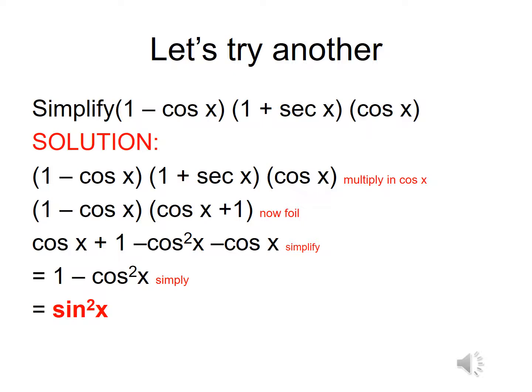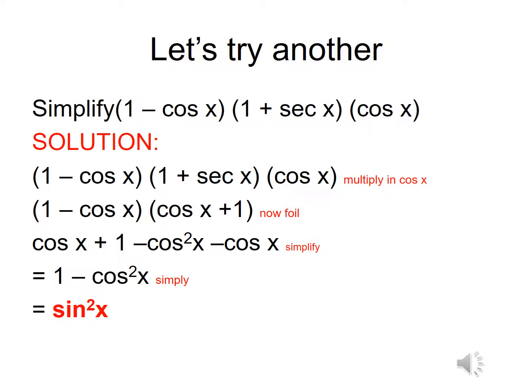When I do that, 1 times cosine of x gives me a cosine of x in that second set of parentheses. And when I multiply cosine times secant, guess what? They're reciprocals. They totally cancel each other out and give us a 1. So we have cosine of x plus 1. Now we have 1 minus cosine of x times cosine of x plus 1. We're going to FOIL these out.